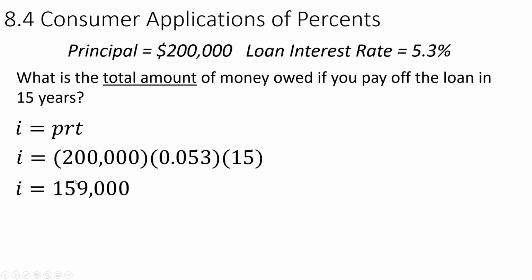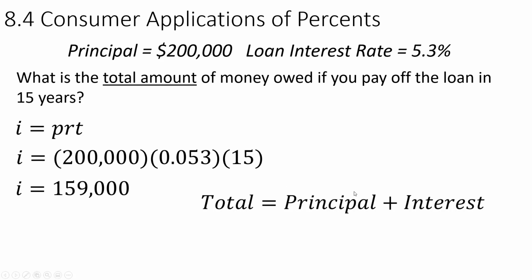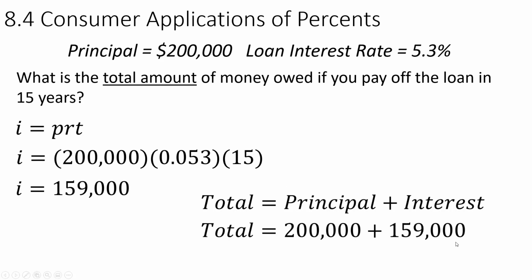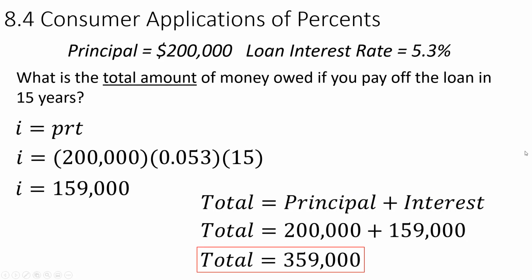Now, in the last round of problems, we were done. That was the interest. But now they're saying what's the total amount of money owed if you have to pay this off in 15 years. So you just add principal plus your interest. So your principal amount was 200, and you're adding the interest. So you really have to pay $359,000. If you're going to borrow $200,000, you have to pay back $359,000. It's a lot of money we're talking.